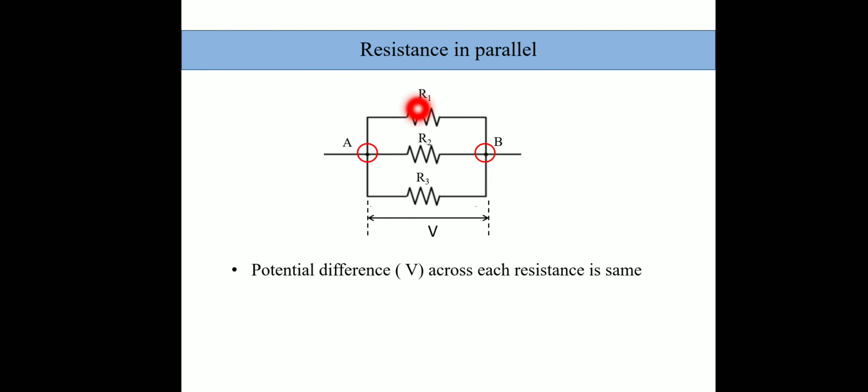Even if you have 100 resistances in parallel, they will be connected between the same points, so they will have the same potential difference. But in the case of current, let's say when the current I is entering, as soon as it reaches point A, it is broken down into three parts. Depending upon the resistances, the current is broken into three parts: I1, I2 and I3.